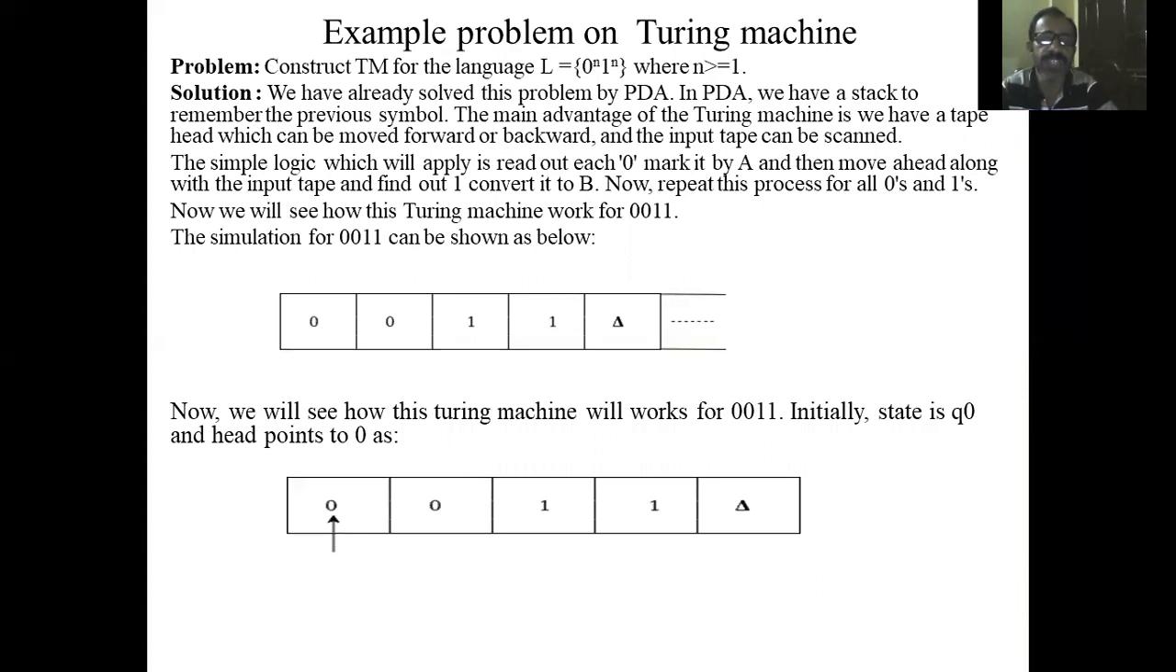Suppose we take the language L equal to 0 power n, 1 power n. We can solve this particular problem by using finite automata and push down automata also. But the beauty of the Turing machine is that some problems which are not solvable by finite automata and push down automata, we can solve using a Turing machine.